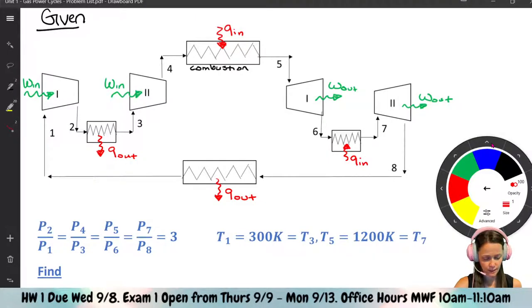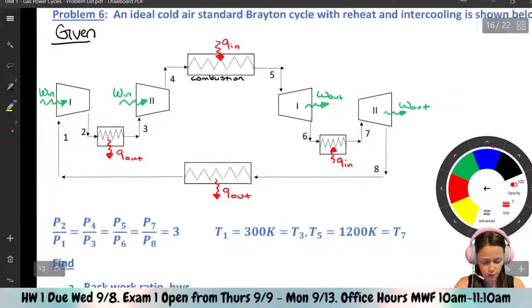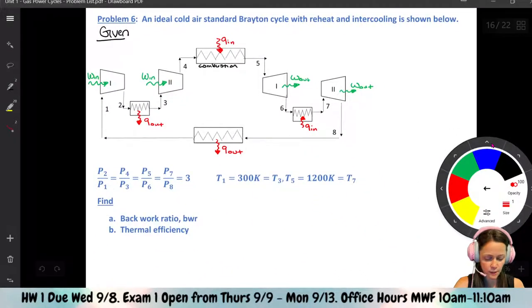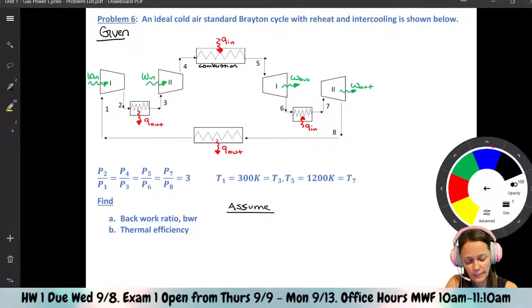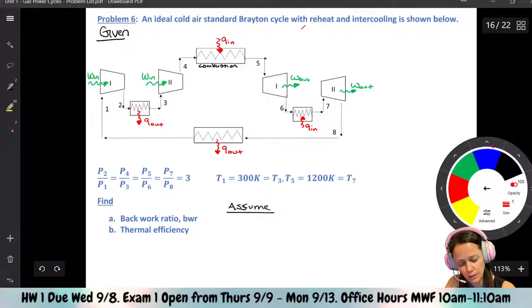Okay. So I've drawn all my Q-ins and Q-outs. I could put my temperatures on there, but there's not too much there, so I'll just leave it as it is. I will need to probably assume some things. All right, so keep in mind what your first law is. This is the first law applied to an open system. It's Q-in minus Q-out.